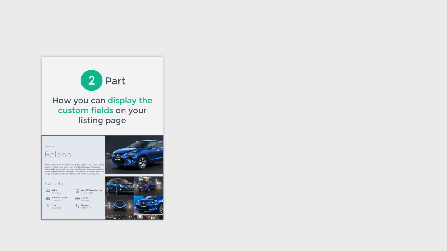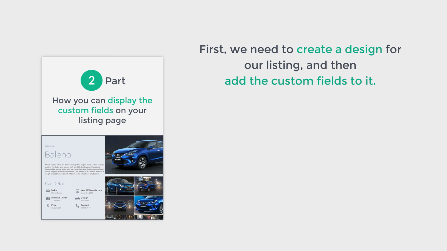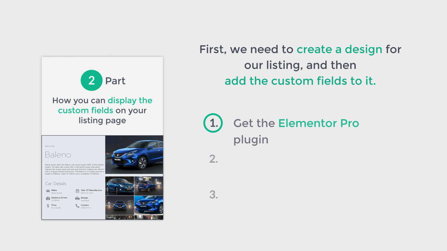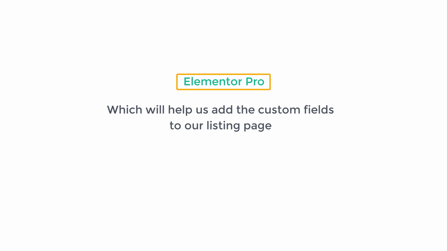So to do that, first, we need to create a design for our listing and then add the custom fields to it. We are going to do this in 3 steps. The first step is to get the Elementor Pro plugin. This is the plugin which will help us add the custom fields to our listing page.